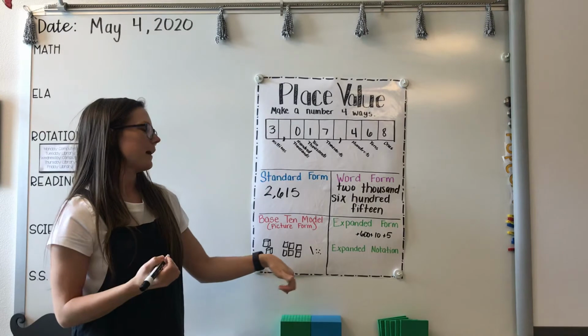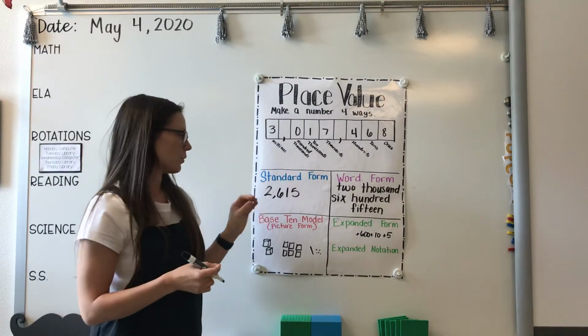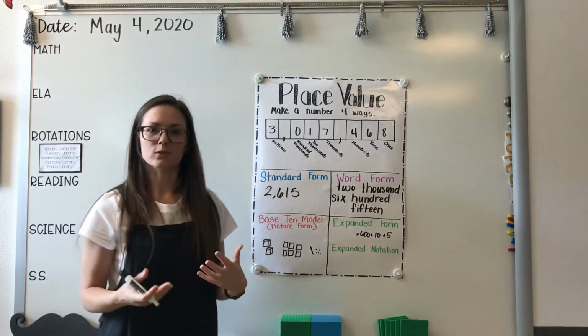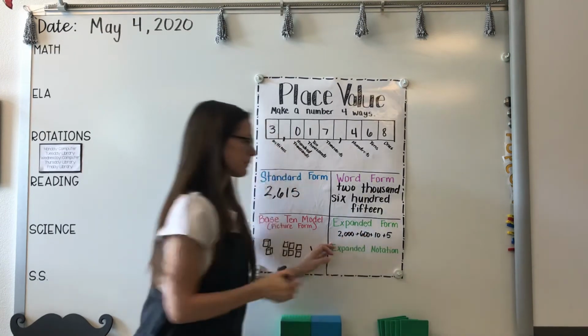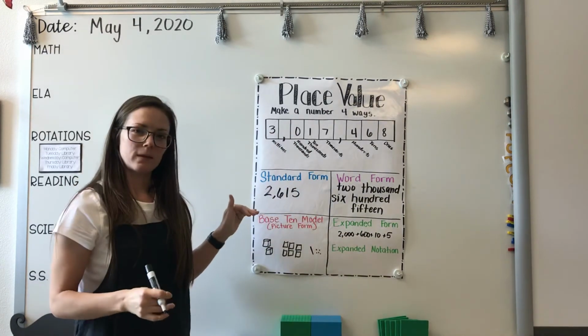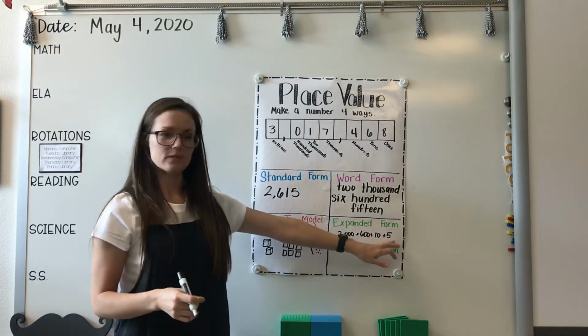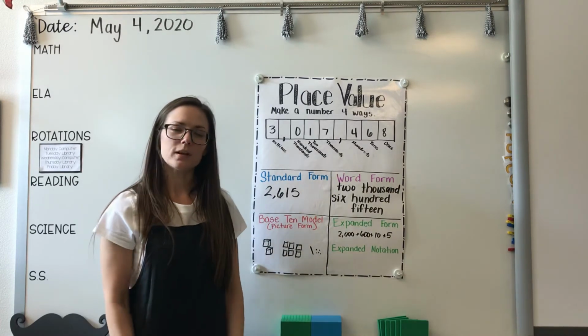And then my very last place that I have is my thousands place, and there's a 2 here. So we are going to write 2,000 because this 2 has a value of 2,000. We are finished with our expanded form. We now have 2,615 in expanded form.